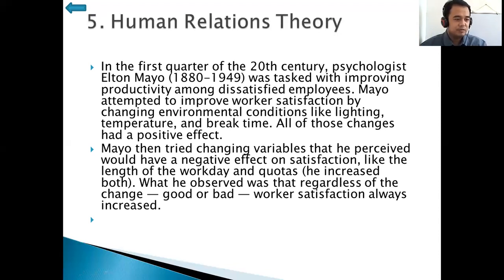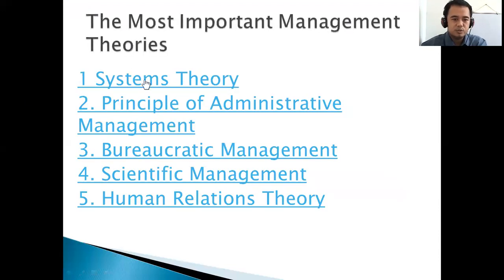So these are the 5 theories that we have discussed: systems theory, principles of administrative management by Henri Fayol, bureaucratic management by Weber, scientific management from Frederick Taylor, and human relations theory from Elton Mayo. You can study them and take some things that you can apply if you will be a manager later on.